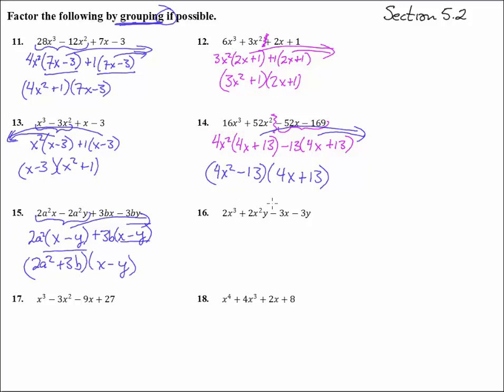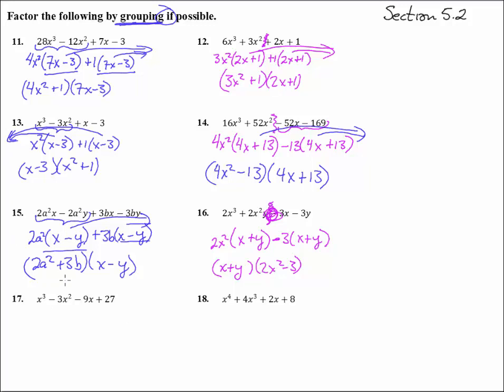Number 16. Split it right down the middle here, and we can pull a 2x squared out of this, and we're left with an x plus a y. We could pull a 3 out, and we get a negative x. We want to make it match, so we be sure to pull out that sign right there, and that'll help. We get an x plus a y there. So now we pull out the x plus y, and we're left with 2x squared minus 3. Or we could have pulled it out the other way and had 2x squared minus 3 and x plus y.